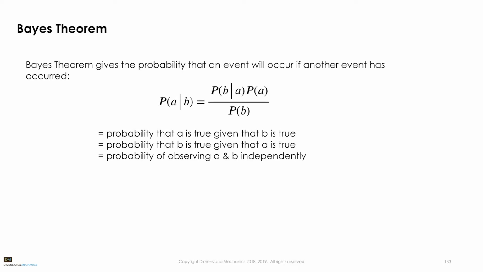Next thing: Bayes' theorem. Bayes' theorem's your friend. It's probably one of the most important equations you can remember. It basically calculates, given the probability that something has happened, what is the probability that something else will happen?